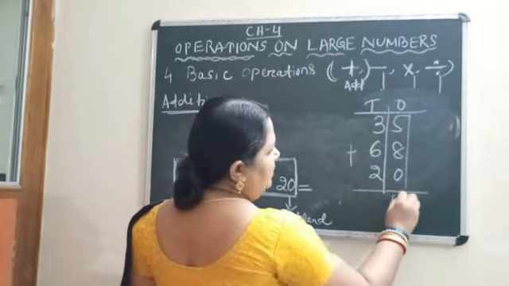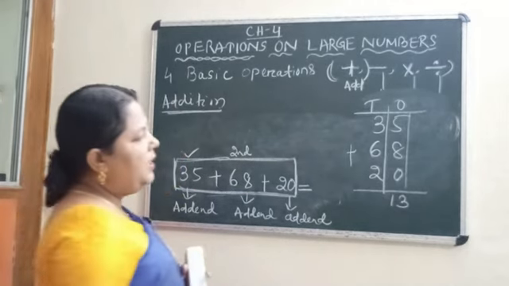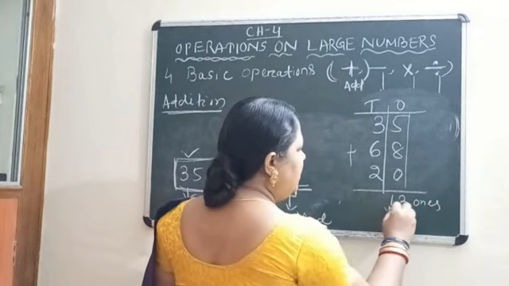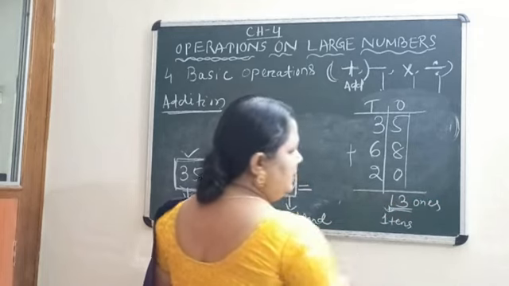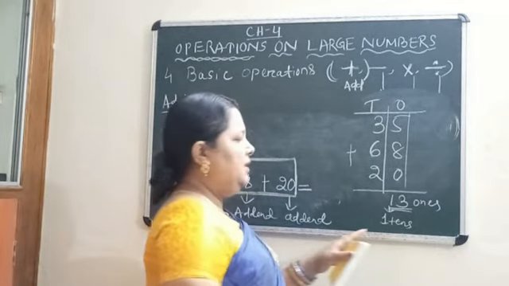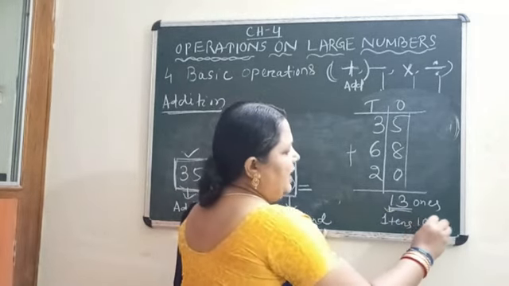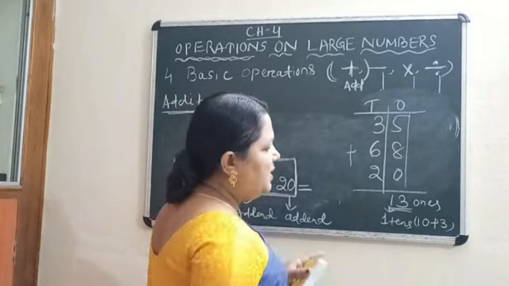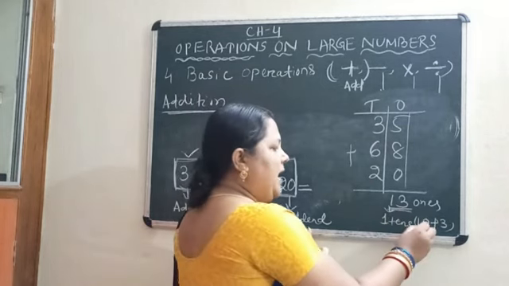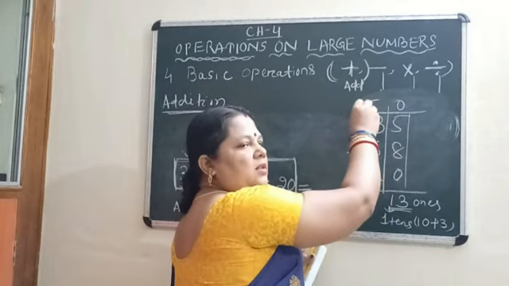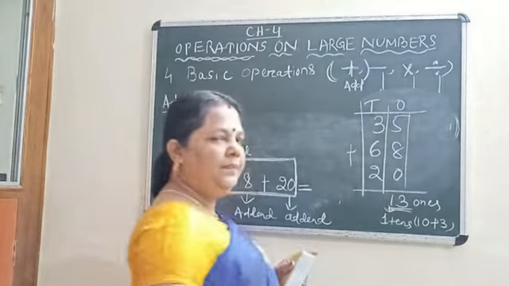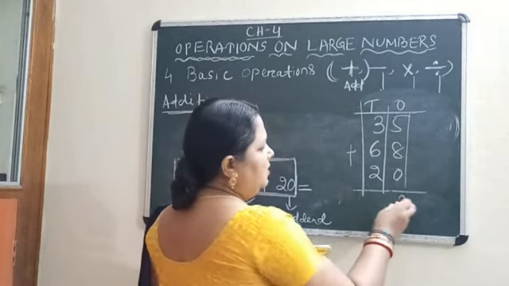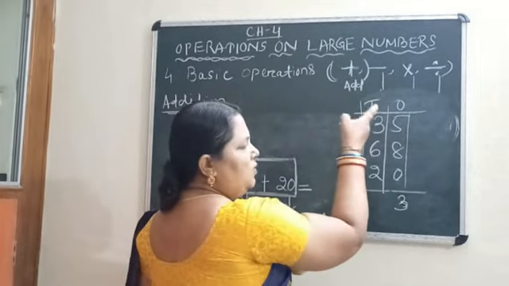How much is it coming? 13. Yes. But here 13 means 3 ones and 1 tens. Yes or no? This is 1 tens. So it is 10 plus 3. It's coming 13. Yes. But we are calculating the ones place, which means you will keep the ones digit here and the tens digit will be carried forward to the tens place. Place values we have already discussed. So you will keep 3 in ones place and you will carry forward 1 to tens place.